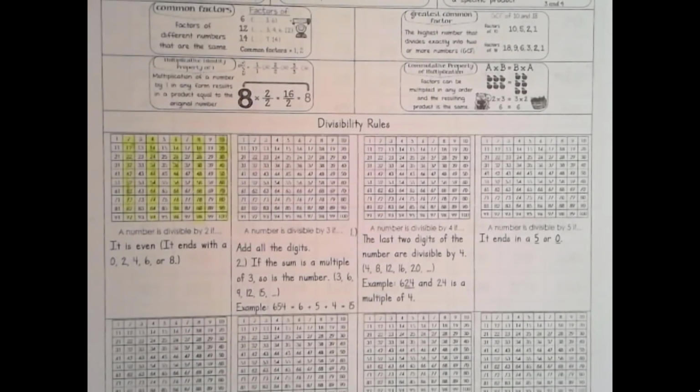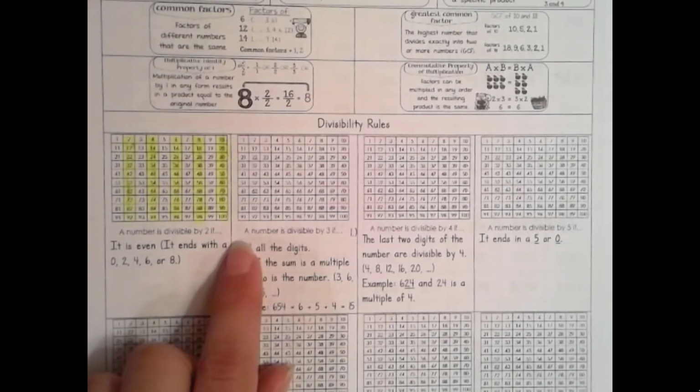So these we've just highlighted are all multiples of 2, and that also means that each one of these numbers can be divided by 2 with no remainder. Now we're going to look at the rule for 3.